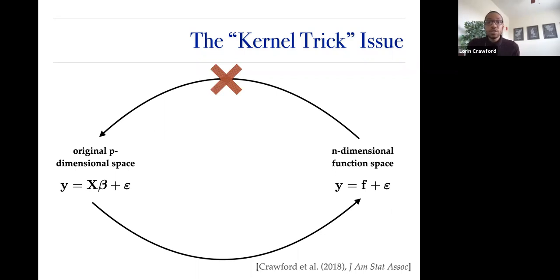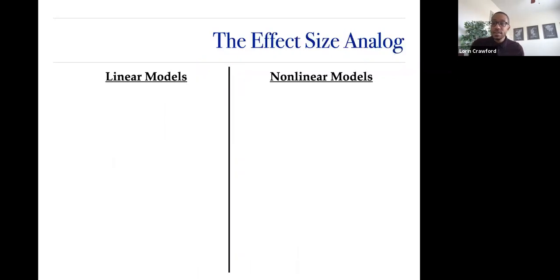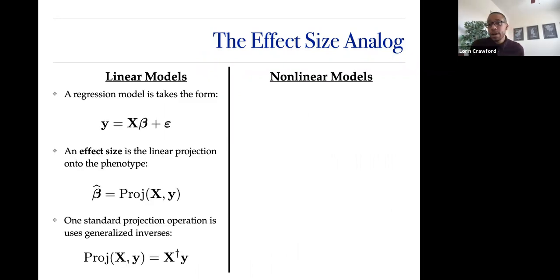And so the issue with the kernel trick is that once I make this transformation, I lose the classic idea of variable selection, right? I thought about this a lot in my PhD, and a little bit since then: this idea of how to build effect size analogs for nonlinear methods. Okay, so what do I mean by an effect size analog?